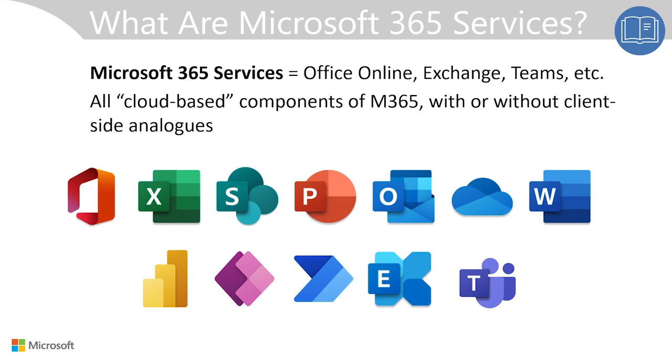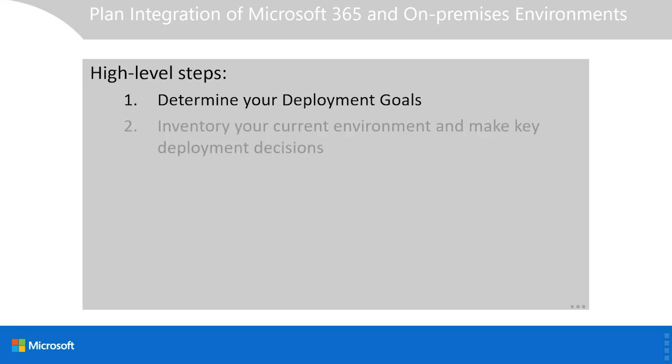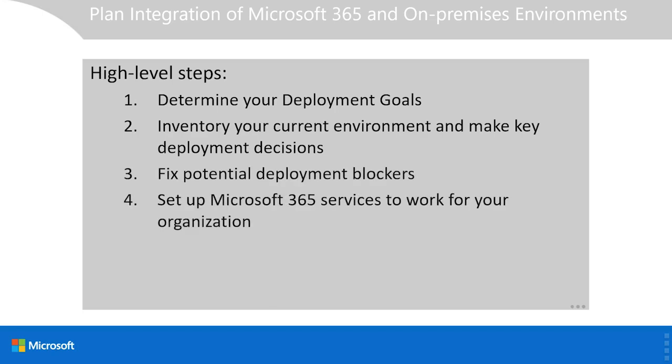First thing we're going to talk about is planning your architecture. The high-level steps for planning your architecture include determining your deployment goals, inventorying your current environment and making key deployment decisions, fixing potential deployment blockers, setting up Microsoft 365 services to work for your organization, and then rolling it out to the users. Here's some things to think about when you're determining your deployment goals.